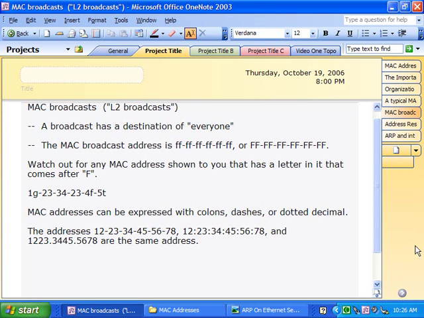And another clarification I want to make for you, you can express MAC addresses either with colons, with dashes, or using what we call a dotted decimal. And I personally prefer it with dashes, and that's the way I see it most of the time. That's the way I presented it to you here. But the addresses that I put in the last line there, they're all the same address. It's just a different format of expressing them.